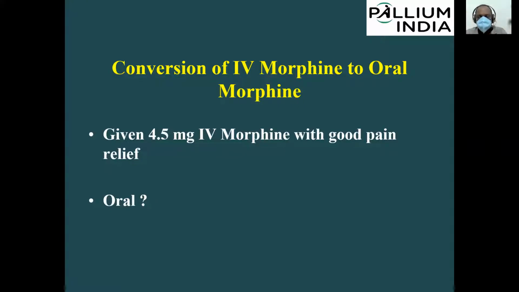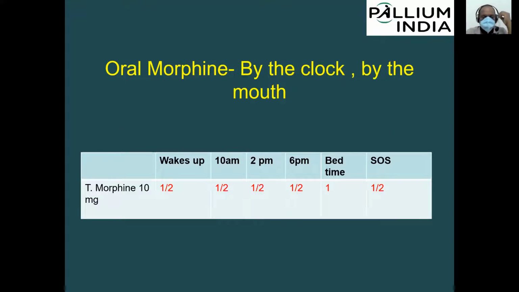And how frequently should we give morphine? What is the duration of action of oral morphine tablet? 4 hourly. Yeah, 4 hourly. So it should be like this. Tab morphine for this patient would be tab morphine 5 mg when the patient wakes up, then at 10 a.m., then 2 p.m., 6 p.m., and at the bedtime, you will give double dose. In addition, you can also give an SOS dose, which is the regular dose, that is 5 milligram.